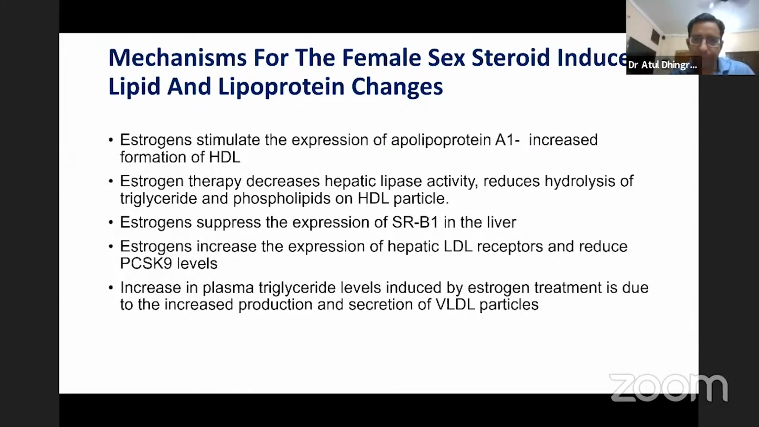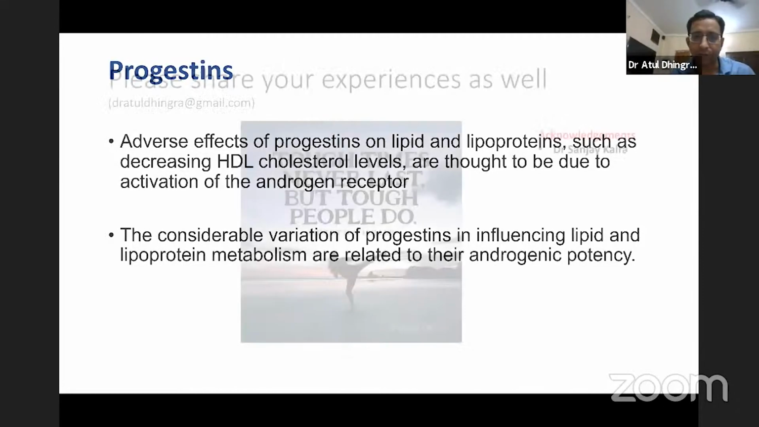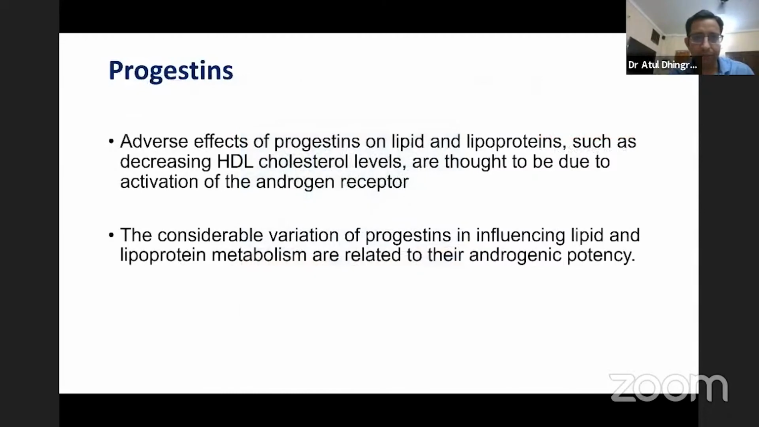And the increase in plasma triglyceride levels that is seen with estrogen treatment is because of increased production and secretion of VLDL particles. The adverse effects associated with progestins on lipids and lipoproteins are mainly because of the androgenic property of these progestins, through the activation of androgen receptors. And the variation that is seen with medroxyprogesterone acetate versus micronized progesterone is because of the different androgenic potency of these molecules. So I think I missed one of my slides.